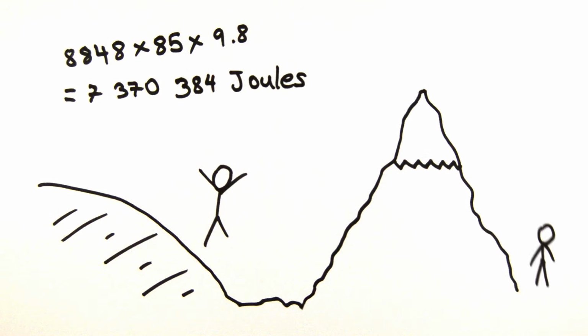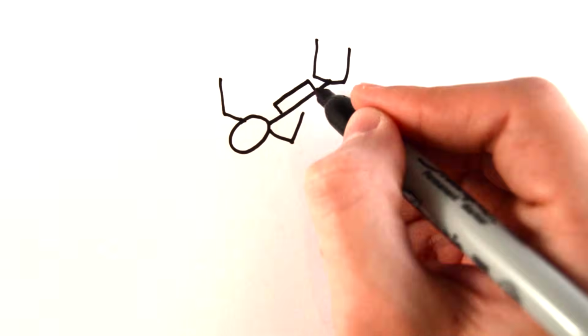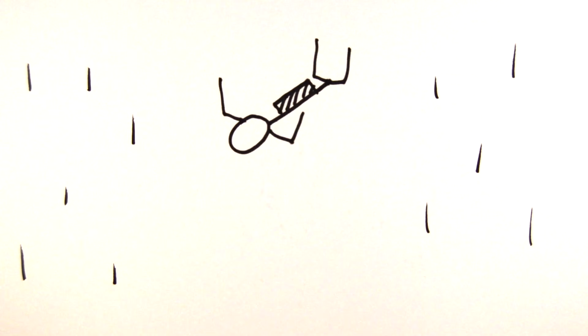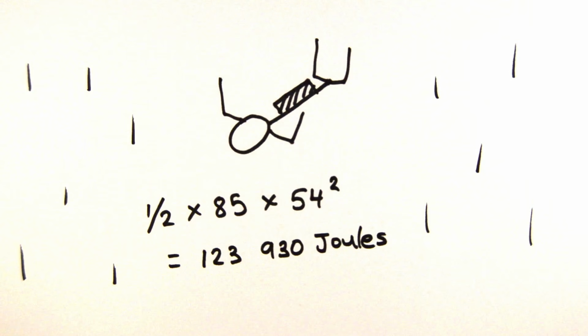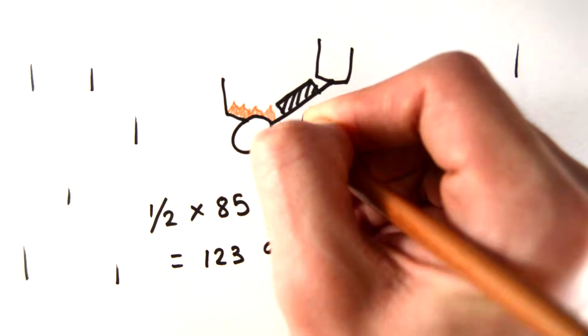If he were to jump off the peak of Mount Everest, then most of the potential energy will be transferred to kinetic energy. We can calculate his kinetic energy with the equation Ek equals a half times the mass times the velocity squared. If he was travelling at a velocity of 54 meters per second, then his kinetic energy would be 123,930 joules. But some of it will be lost as heat as well.